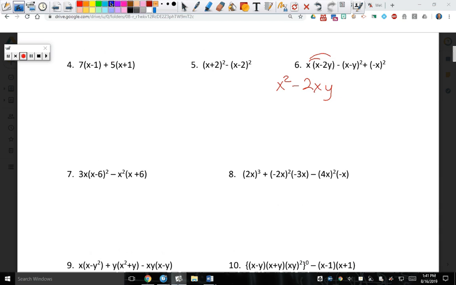Jacob, what would you do next? I would do the x minus y squared, and you would get x squared minus 2yx, xy, same thing, minus y squared. Ooh, or no, plus y squared. Why plus y squared? Because a negative times a negative is a positive. Perfect. And now, just like we did with Zach last question, we're going to put this negative distribution with parentheses.